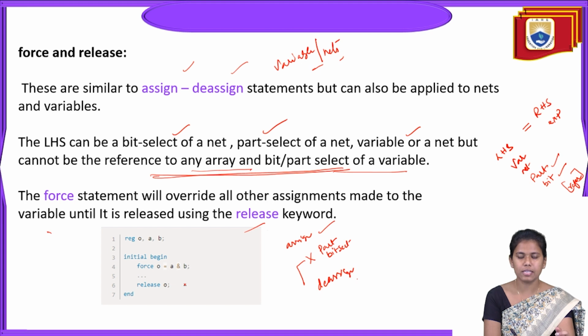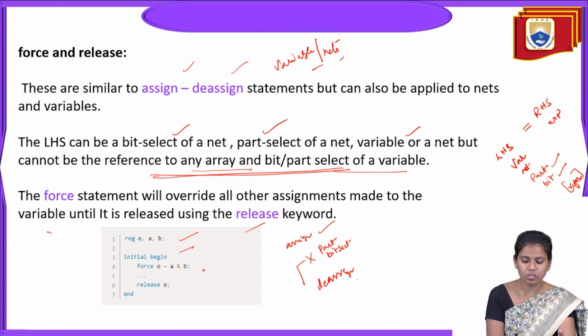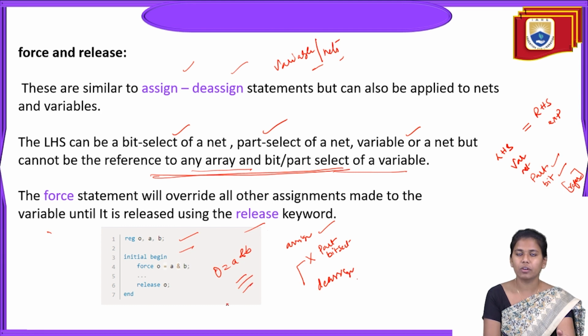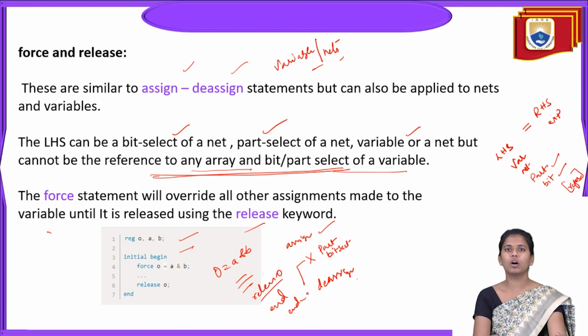So here in this particular example, we'll see register A and B, initial begin. Here, forcing using the keyword force, A is equal to 0, and 0 is equal to A and B. 0 is initialized for A and B. And then after some delay, I'm just releasing 0, for some purpose. So use the keyword release and 0, and finally end module. This is the difference between force and release.